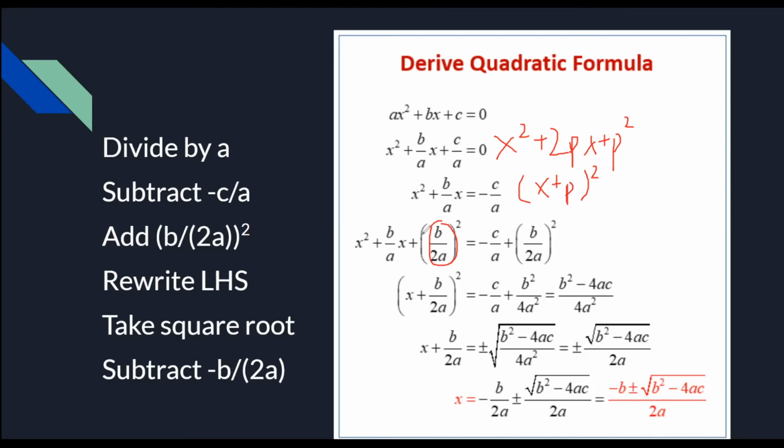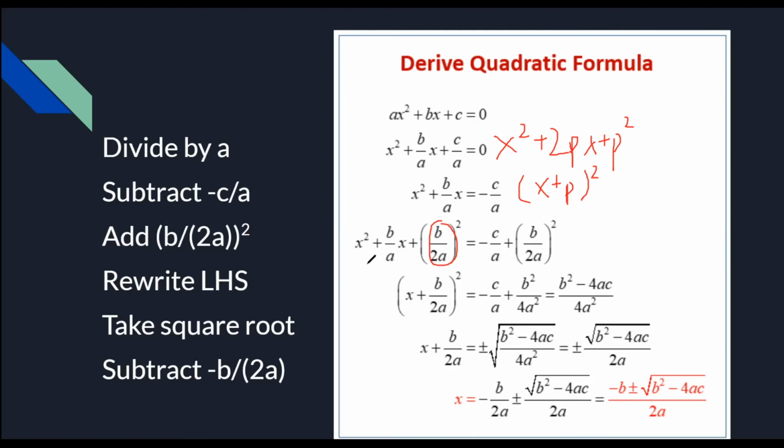And in this case, b over 2a is just p. Can you guys see that? Wait, I have a question. Yeah, sure. Oh, I understand it. I thought that the b over 2a was b over 3a. Oh yeah, no problem, okay?